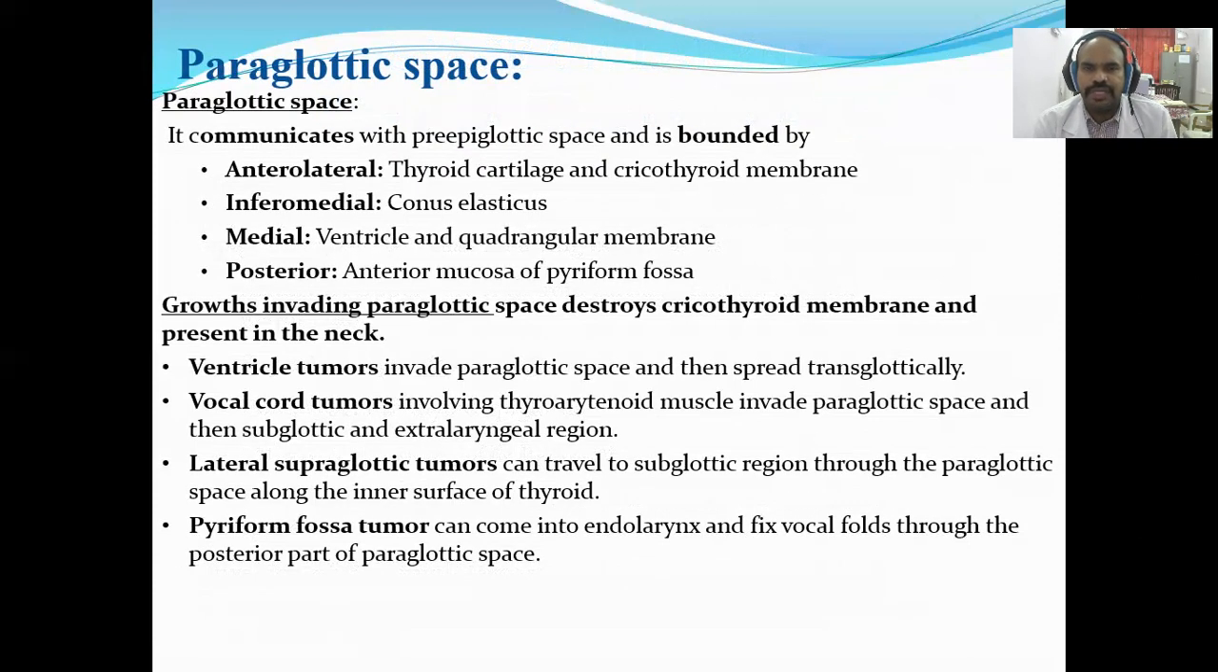It communicates with the pre-epiglottic space and is bounded by the anterolateral thyroid cartilage and the cricothyroid membrane. Inferomedial, it is bounded by the conus elasticus. Medial, you have the ventricle and the quadrangular membrane. Posterior, we have the anterior mucosa of the pyriform fossa.